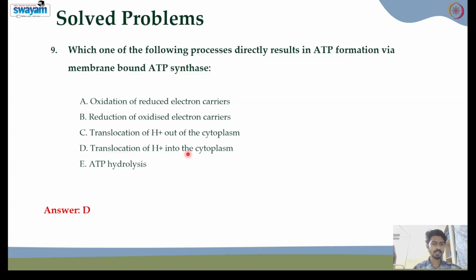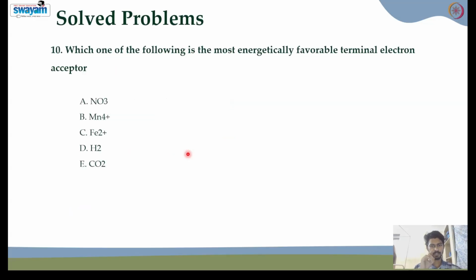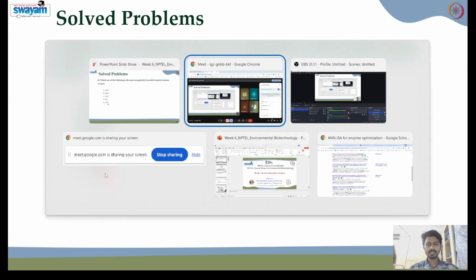So we will move on to the last MCQ: which one among the following is the most energetically favorable terminal electron acceptor? We have seen a series of electron acceptors, right? And we have seen which is most energetically favorable based on the delta G value. So among these, which is most energetically favorable? Option A, NO3, option B, Mn4 plus, option C, Fe2 plus, option D, H2, and option E, CO2. You can post your answers now.